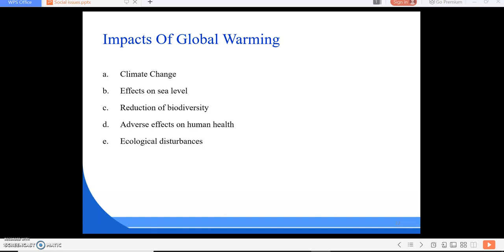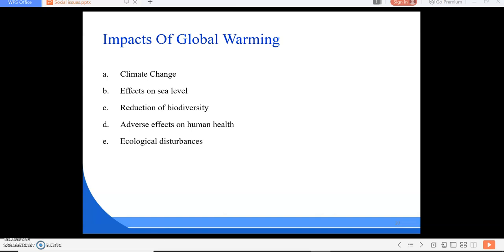Today we are going to study the impacts of global warming. What are the impacts? First is climate change. Second is impact on sea level. Third is reduction of biodiversity. Fourth is adverse effects on human health. And fifth is ecological disturbances. First, climate change: increase in global temperature.